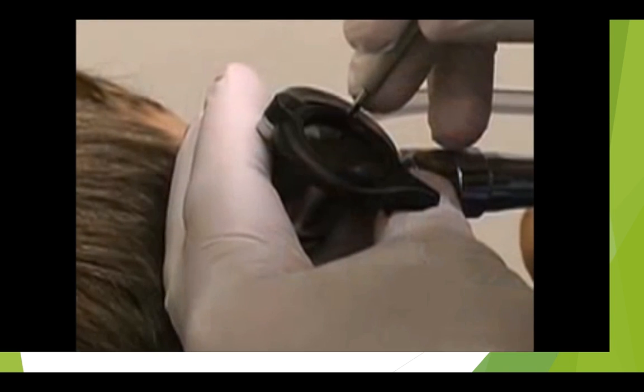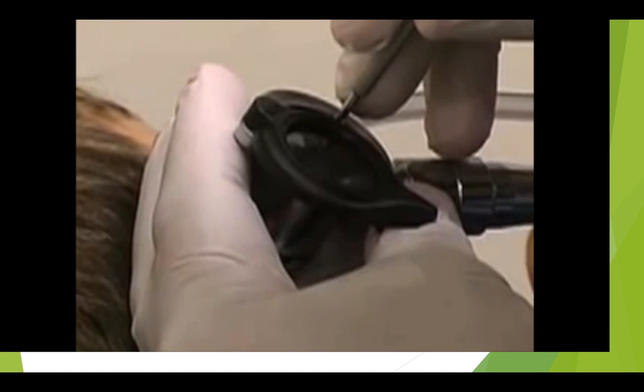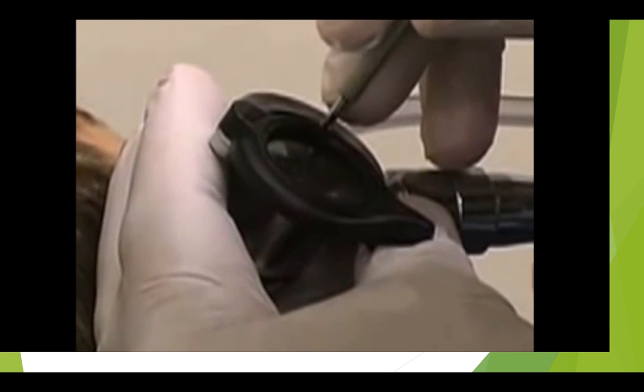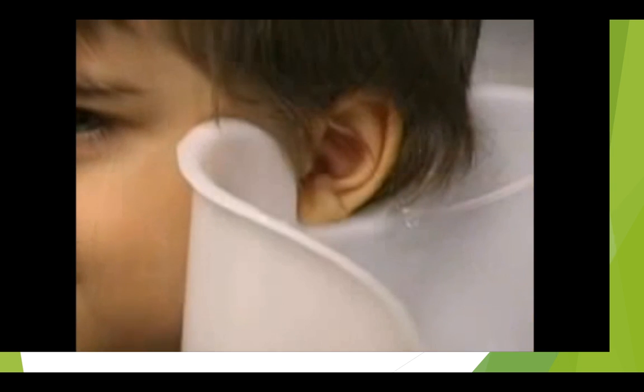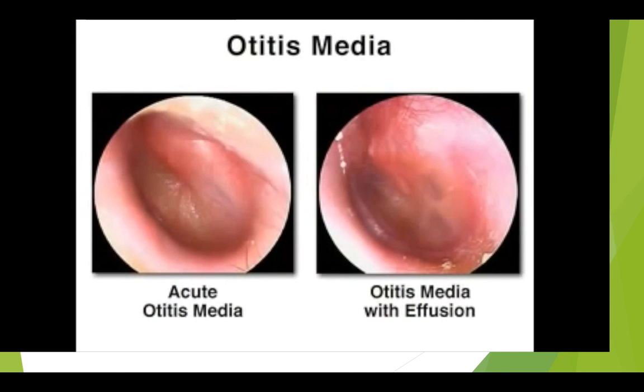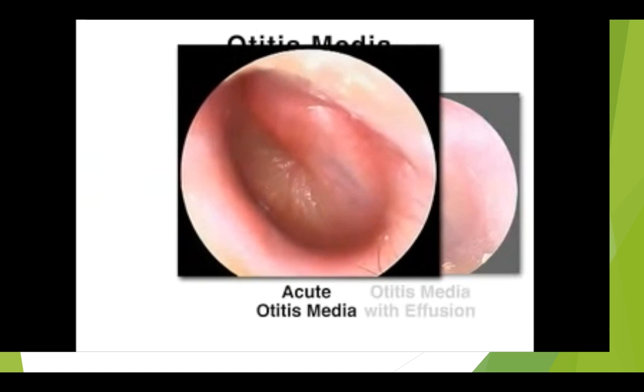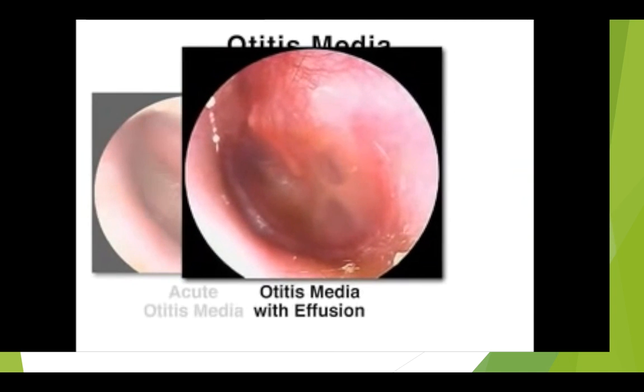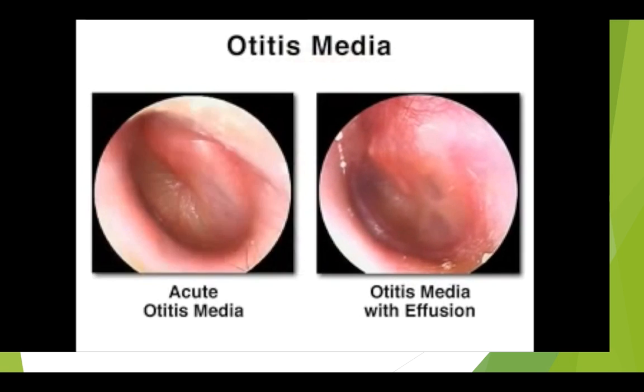Pneumatic otoscopy and cerumen removal will be discussed in this video. Mastery of otoscopic examination techniques is necessary for the accurate diagnosis of otitis media. Otitis media is a general term for middle ear inflammation and may be classified clinically as either acute otitis media or otitis media with effusion. In general, acute otitis media is diagnosed when the tympanic membrane is bulging, and otitis media with effusion is diagnosed when the tympanic membrane is neutral or retracted.